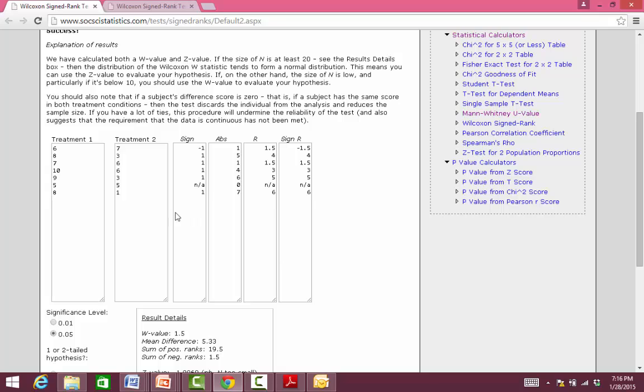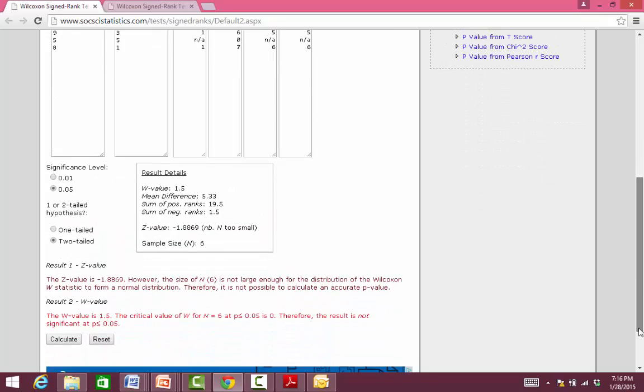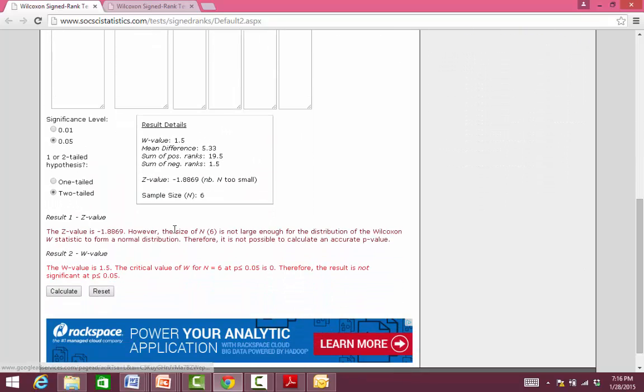You can see here, they've calculated it for us as well, similar to what we did manually. And if we scroll to the bottom, under result 2 again, we find that the W value is 1.5, and the critical value for N equals 6 is 0. And so this means that the result is not significant at a level of 0.05.